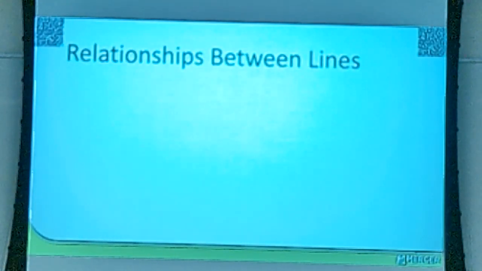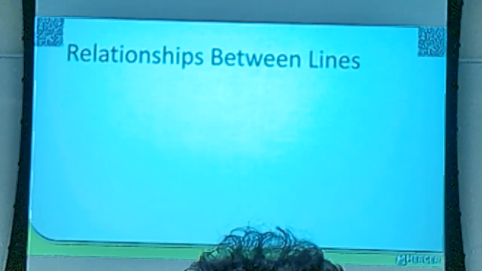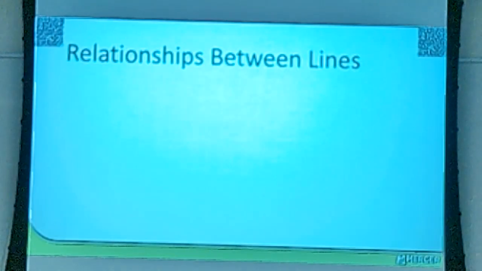Relationships between lines, think back to geometry. Dealing in geometry had two possibilities for a line. Technically three. What were those three possibilities? Parallel, perpendicular, or the same.